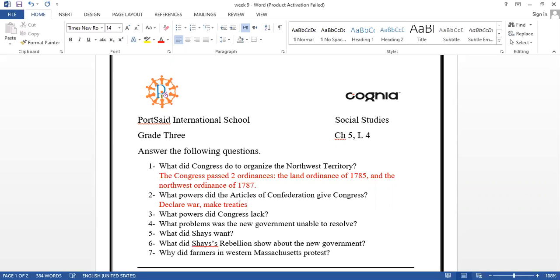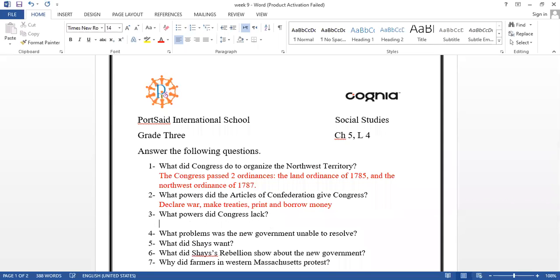What else? They could print and borrow money. Okay, print and borrow money. That's it. It's enough. Okay. Yasin, yes. Tell me, what powers did the Congress lack?